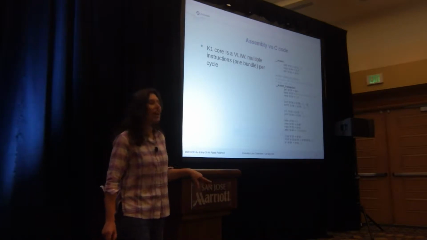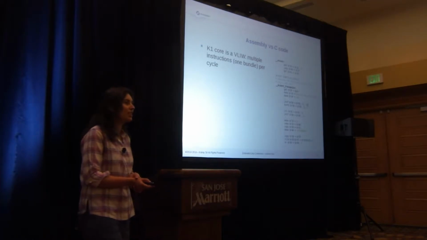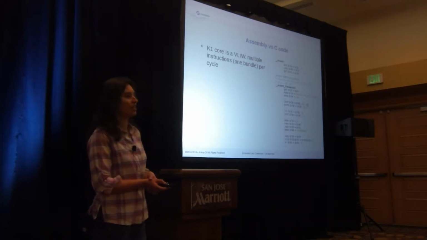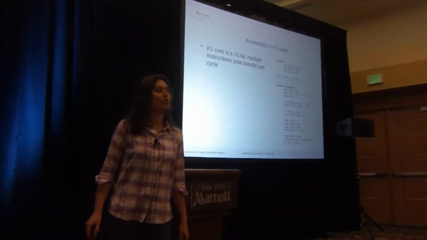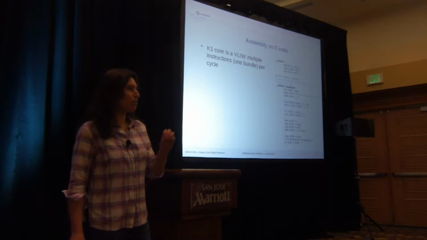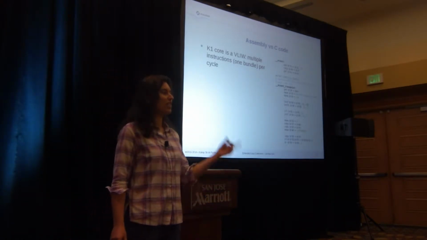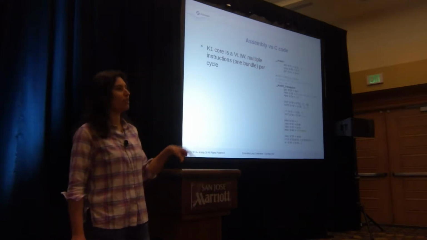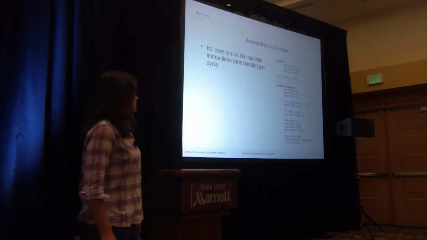And when we are at assembly, some interesting thing we've seen when porting Linux to the K1 architecture, you have an assembly example on the slide, is the side effect of the architecture being a very long instruction word. It can run multiple instructions in one cycle, but it also means that if you are writing assembly, you're the one who's going to write the right instructions in the right places, so it works as it should.